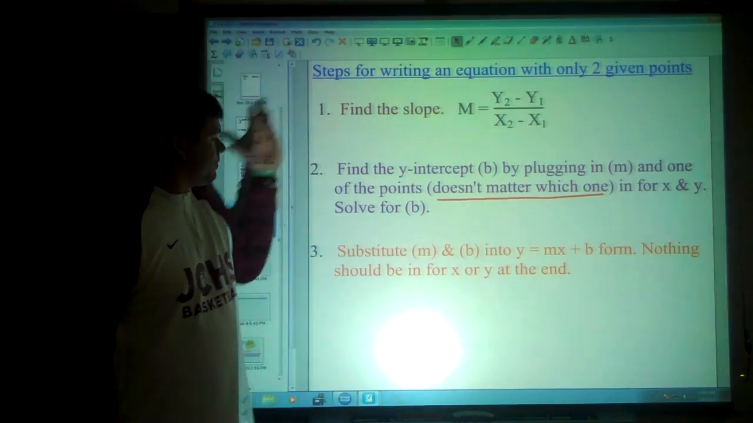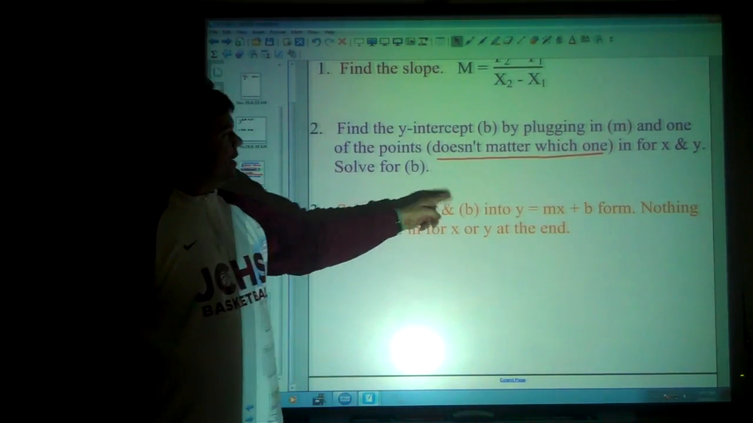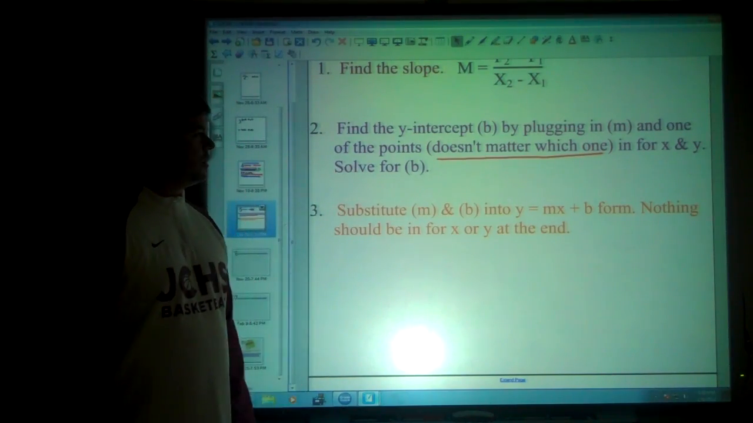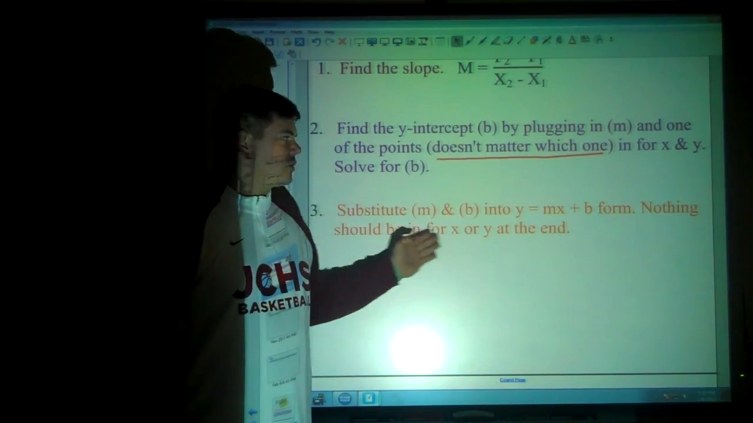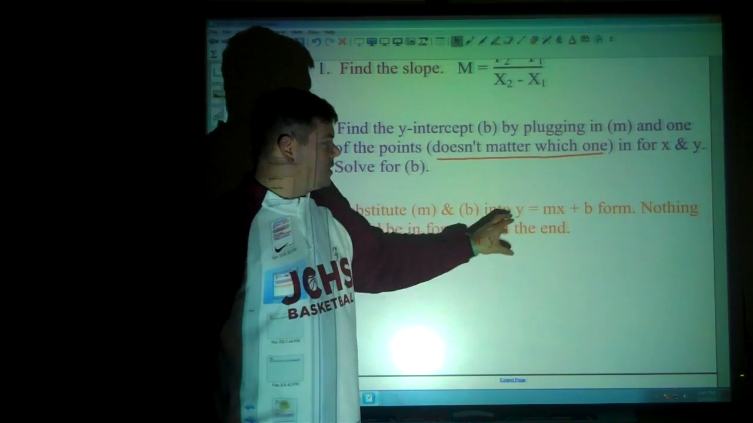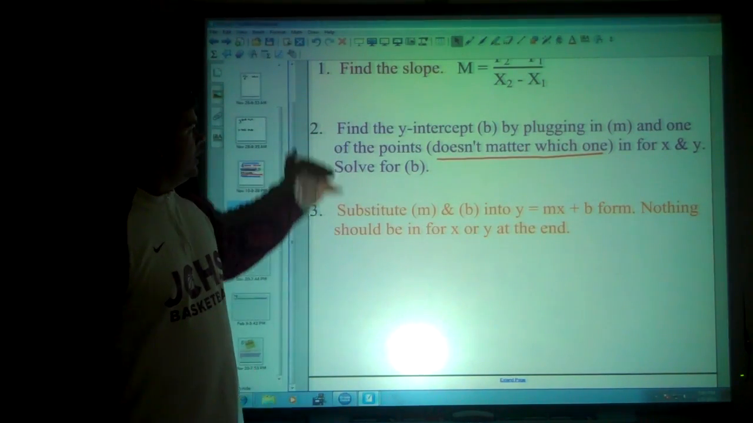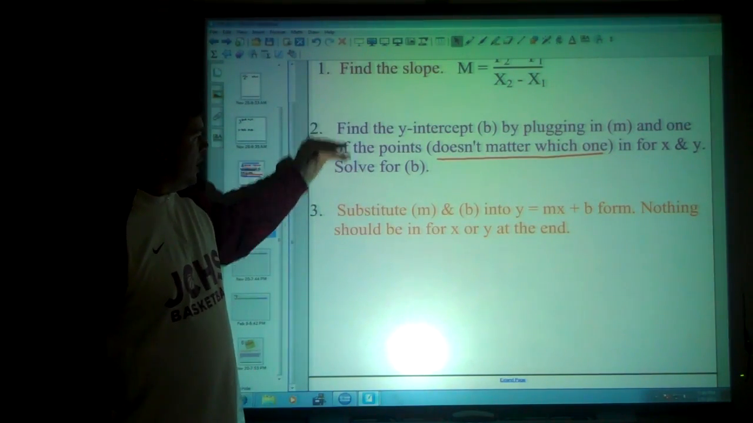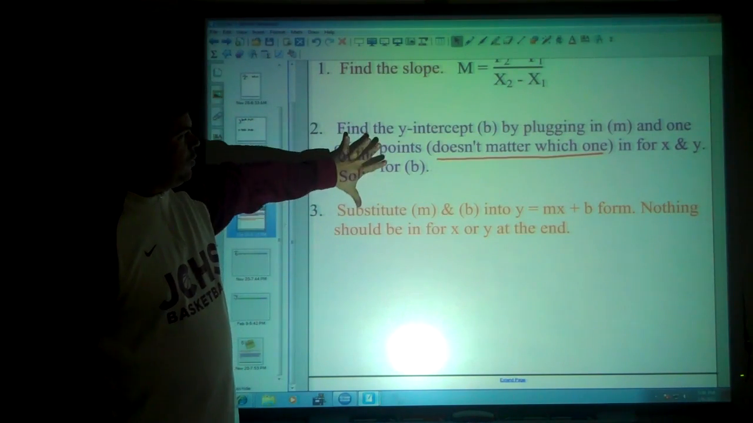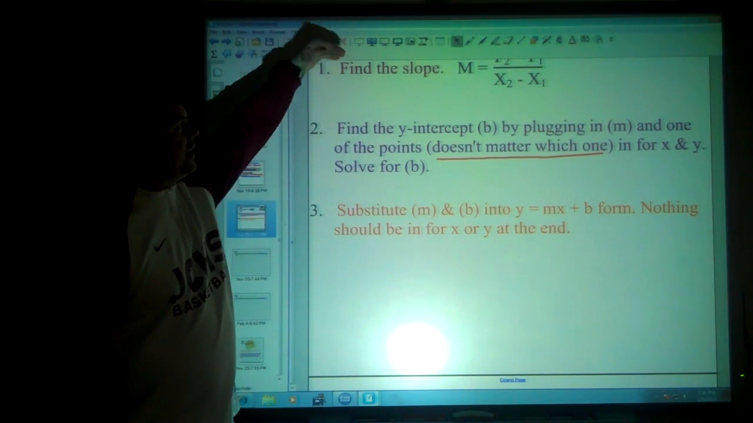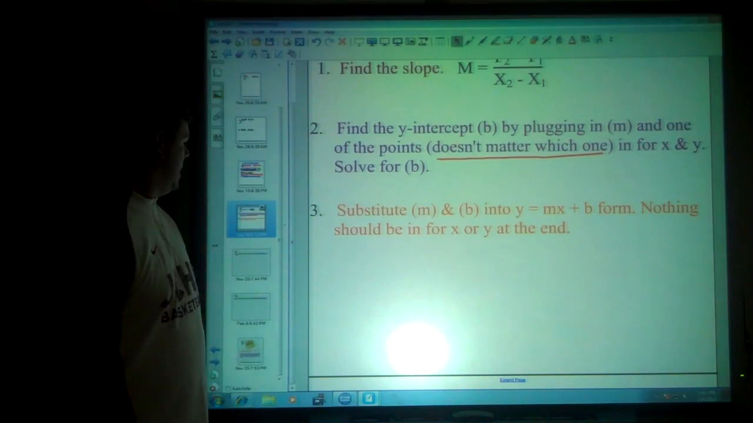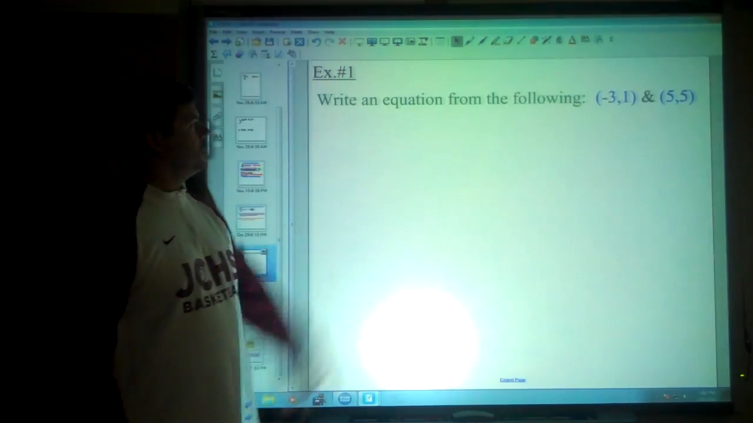Once you've done that, you substitute your m and your b into y equals mx plus b. Nothing should be in the x or the y. We're not going to have any coordinates in for x and y. All right? So this is exactly from here, steps 2 and 3. This is what we've been practicing. All I'm adding is first you have to find the slope instead of it being given to you. So let's try it out.